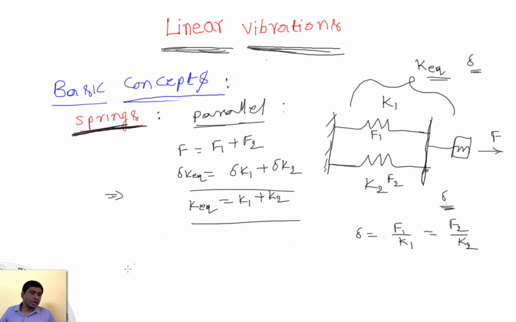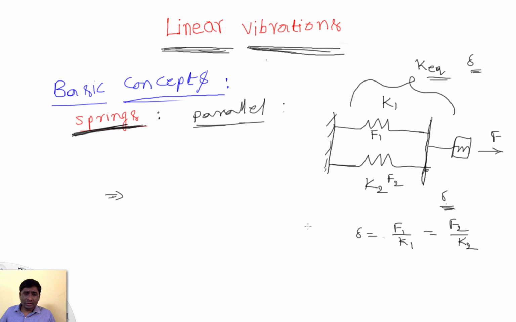are in parallel. But in some scenarios, the same springs can be connected in this way, so this is also nothing but a parallel position. Why? Because this is a fixed one and this is also a fixed one, and these two springs are opposing the mass to move away from the mean position.